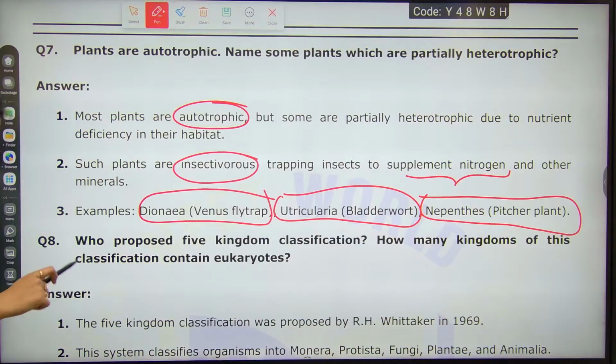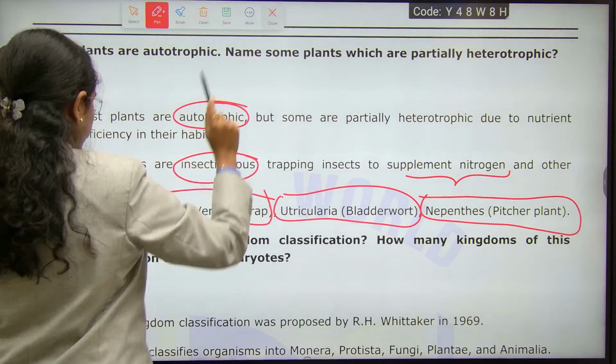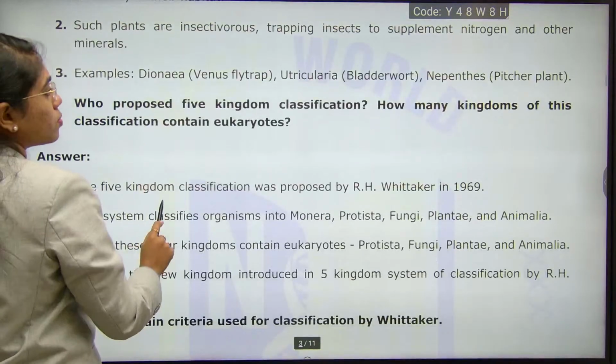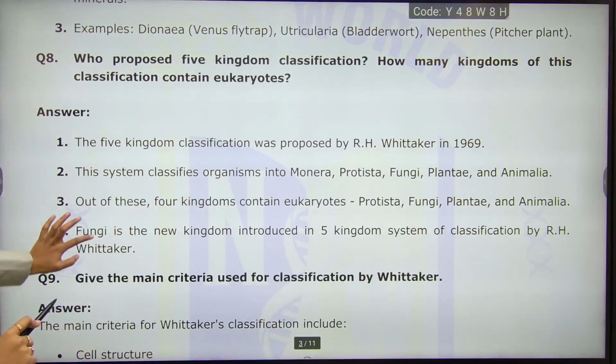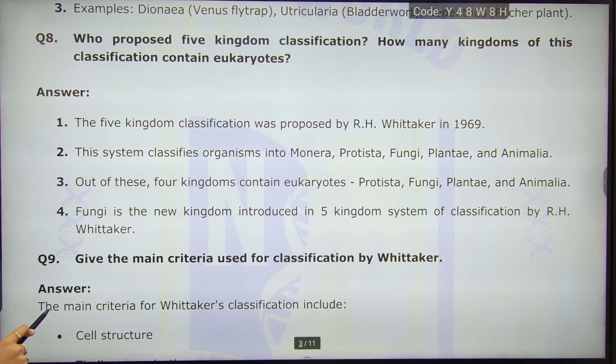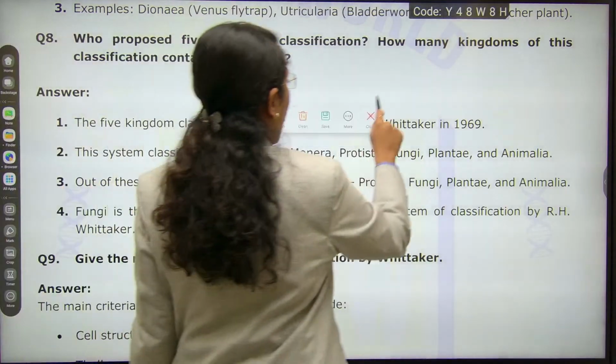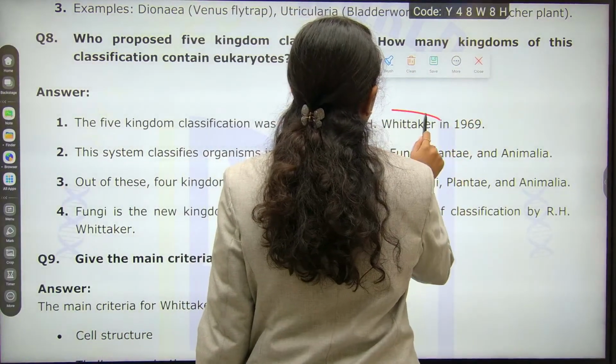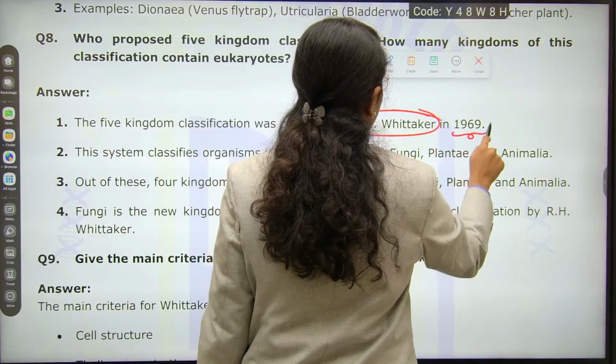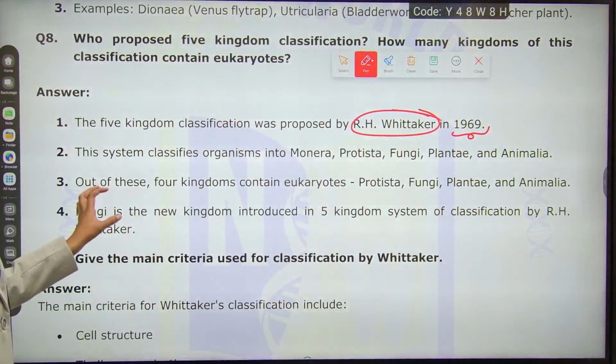Next, this question you look into. Who proposed the 5 kingdom system of classification? How many kingdoms of this classification contain eukaryotes? The 5 kingdom classification was proposed by R.H. Whittaker in the year 1969. Okay, it is proposed in 1969.